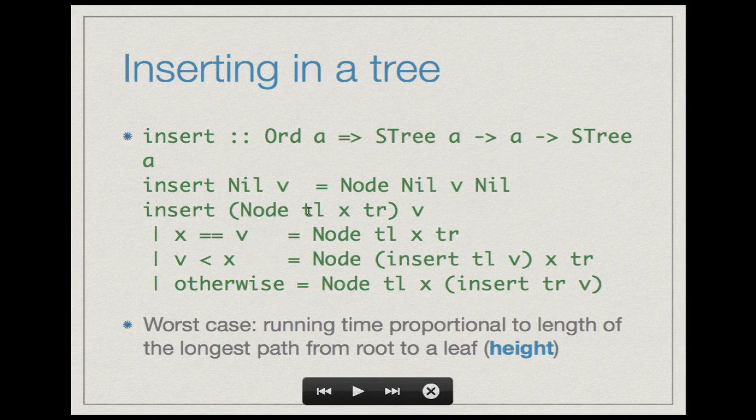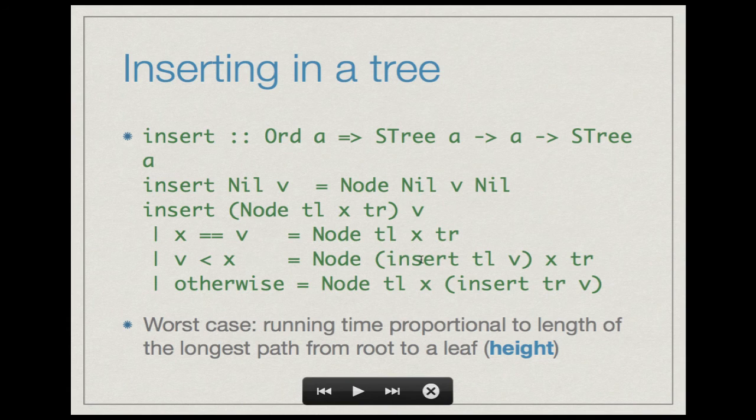Insert (Node tl x tr) v. We are inserting v into a tree with root x and left subtree tl and right subtree tr. If x is the same as v, then we just return the tree, Node tl x tr, because there is nothing to do. If v is smaller than x, then we go down the left subtree, Node (insert tl v) x tr. Notice that we modify the left subtree by inserting v into tl, and then we make that new tree the left subtree of the overall tree.